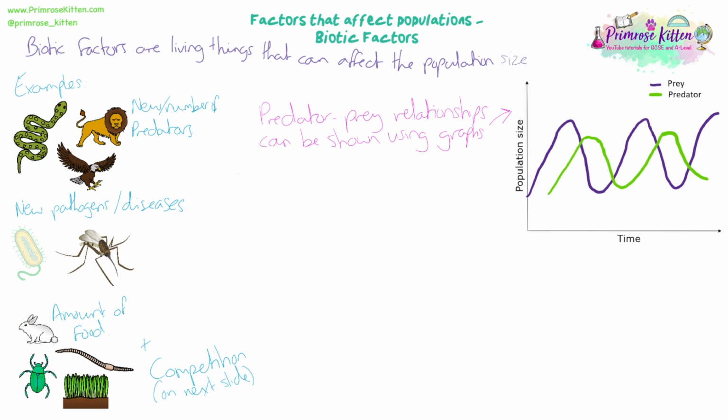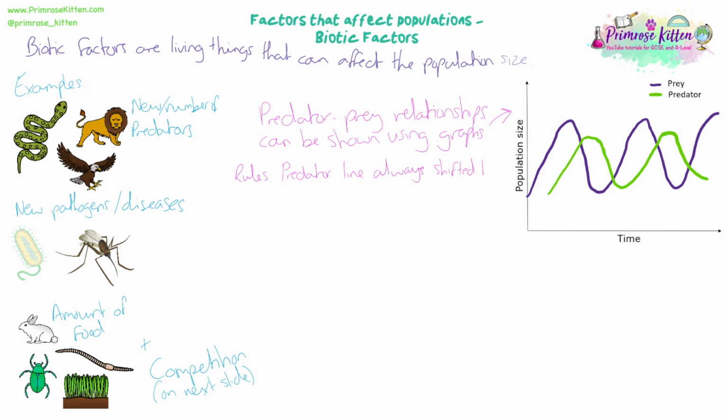So you'll see I've got my graph and I've got two sets of peaks here, one purple and one green, and the prey is in purple and the green represents a predator. Now you could substitute this for any animals, but I've just kept it as prey and predator for now. But you might get different examples in an exam question with actual different species on.